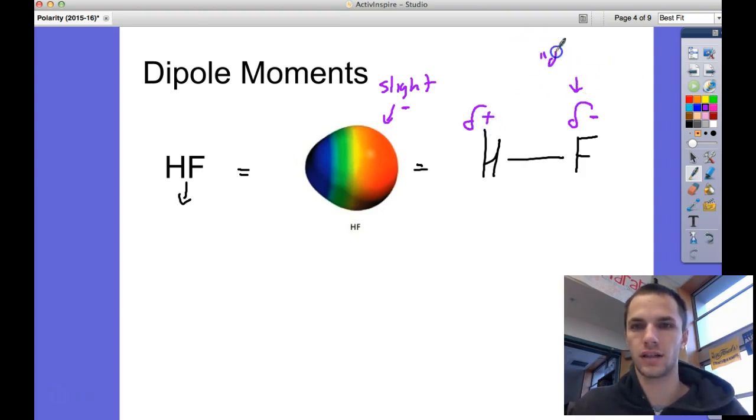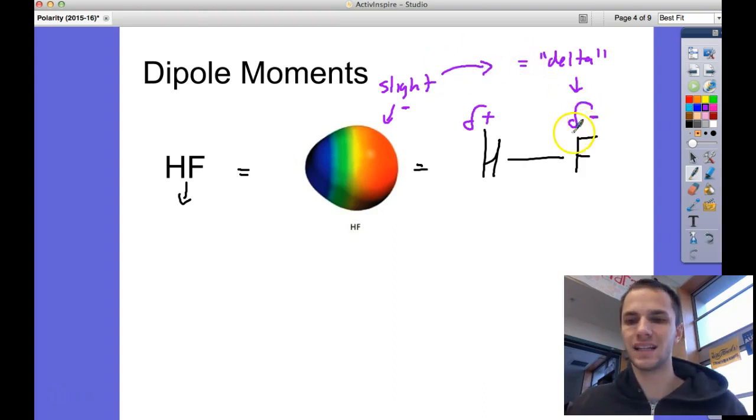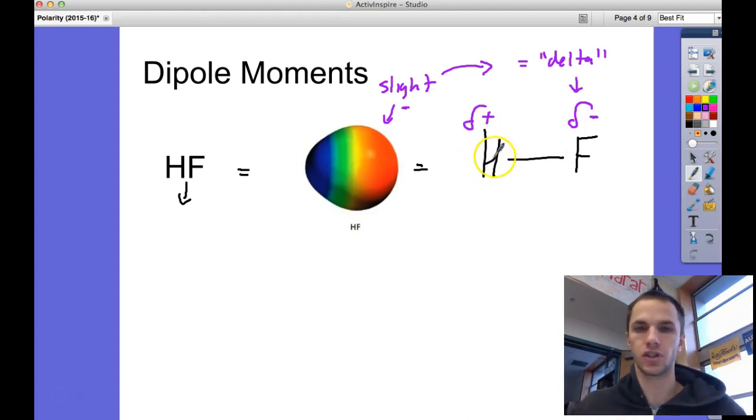So this is a delta, which essentially means the word slight. It's a slightly negative charge and a slightly positive charge on the fluorine, on the hydrogen, excuse me. It's not completely negative and completely positive because an electron has not been transferred, but the pull, the distribution is different between these two atoms.